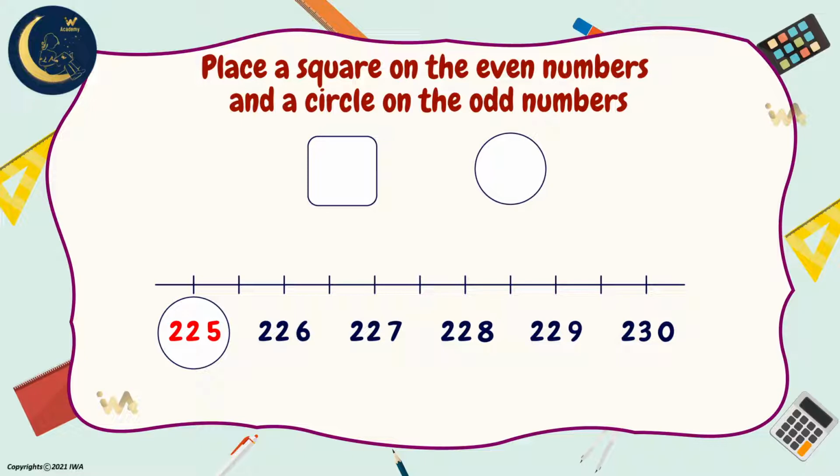The next number is 226. We will look at the ones place. It has a 6, which is an even number. So 226 is an even number, so we will put a square on it. The number 227, is it even or odd? Good job. We will look at the ones place. It has a 7, which is an odd number. So the number 227 is an odd number. We will place a circle on it.